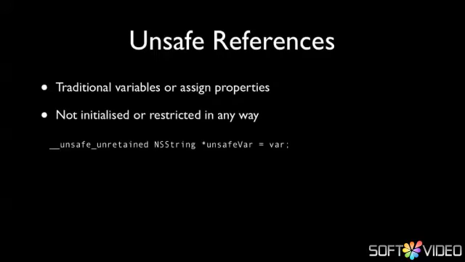Unsafe references are very common. They're traditional variables or assigned properties. They're not initialized or restricted in any way. And we can tell the compiler now that these are unsafe references by using the __unsafe_unretained qualifier. The compiler is aware that these may leave hanging references and treats them as unsafe.